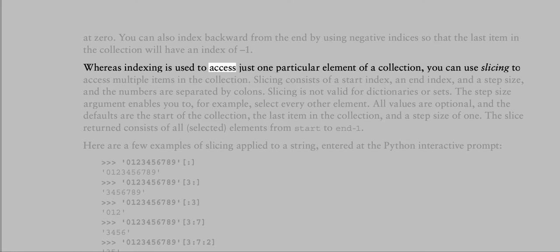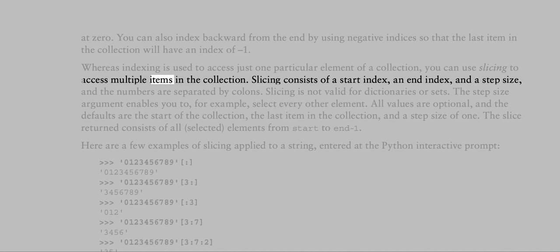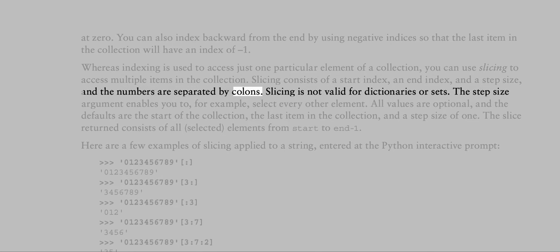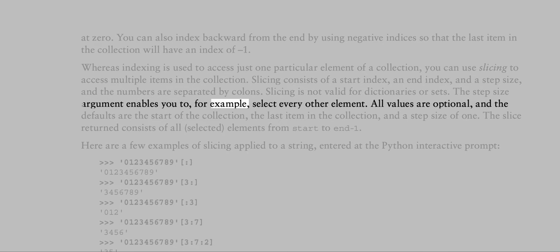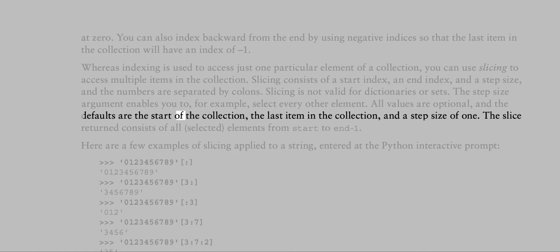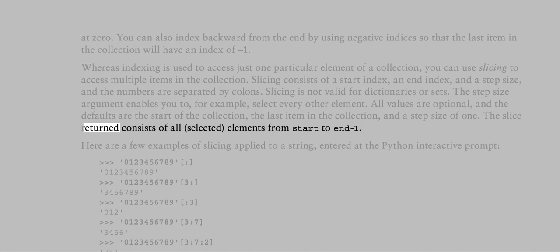Whereas indexing is used to access just one particular element of a collection, you can use slicing to access multiple items in the collection. Slicing consists of a start index, an end index, and a step size, and the numbers are separated by colons. Slicing is not valid for dictionaries or sets. The step size argument enables you to, for example, select every other element. All values are optional, and the defaults are the start of the collection, the last item in the collection, and a step size of 1. The slice return consists of all selected elements from start to end minus 1.